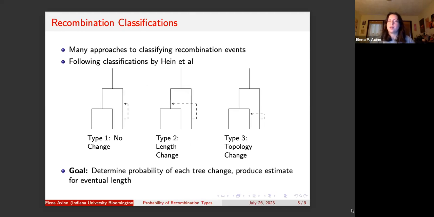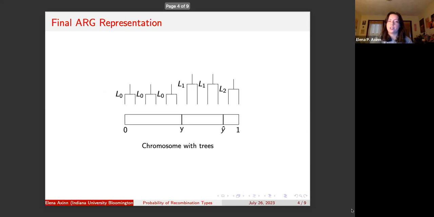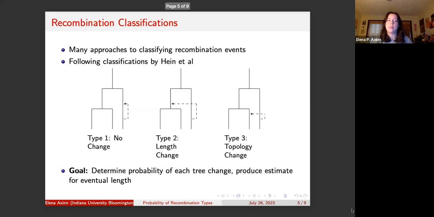So there are many different approaches to classifying these recombination events that, as we saw, will change the structure or the length of the tree. This is the classification that we use in our project. So type 1 will be no change, and that is the beginning and ending of the arrow representing the recombination event happens on the same branch.